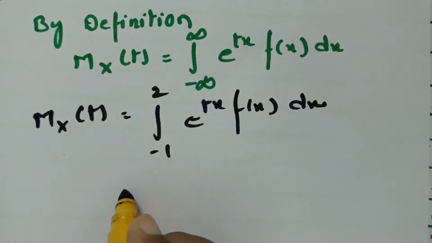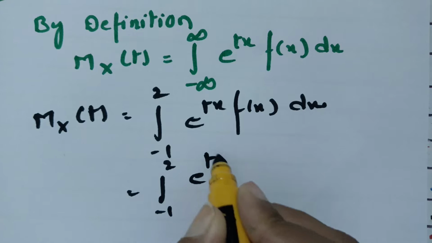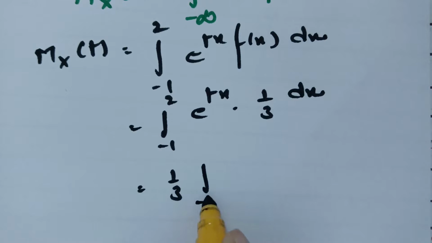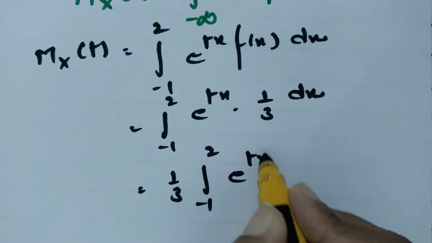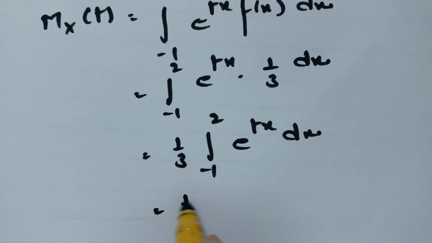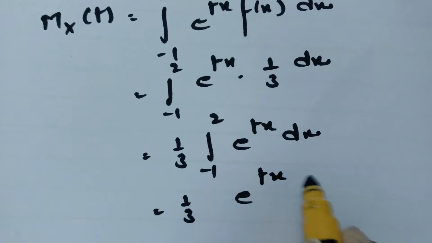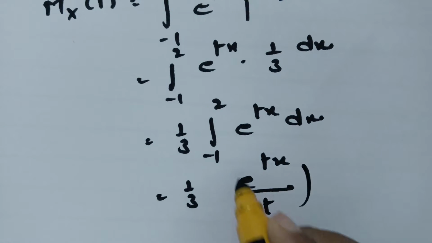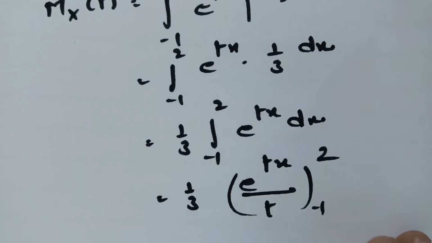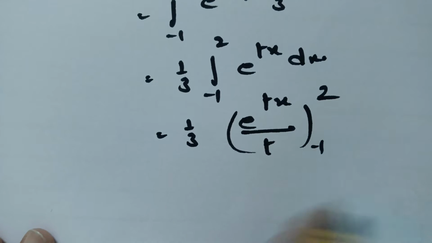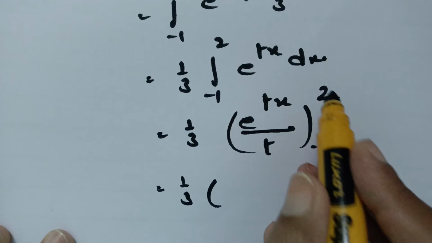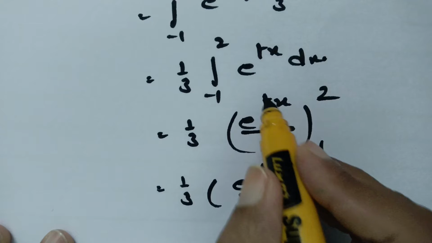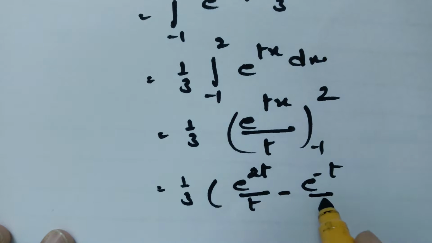So this will be the integral from minus 1 to 2 of e power tx times 1/3 dx. I am bringing this 1 by 3 outside, so it is 1 by 3 times the integral from minus 1 to 2 of e power tx dx. If I integrate, we get e power tx by t, between the limits minus 1 and 2. So this will be 1 by 3 times, for the upper limit, e power 2t by t minus, for the lower limit, e power minus t by t.